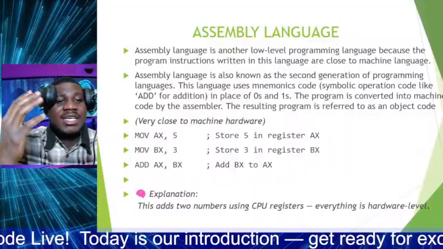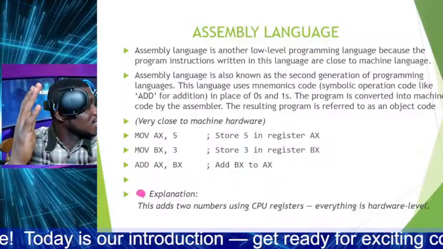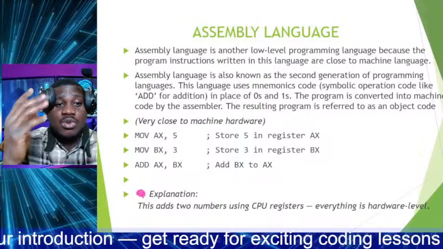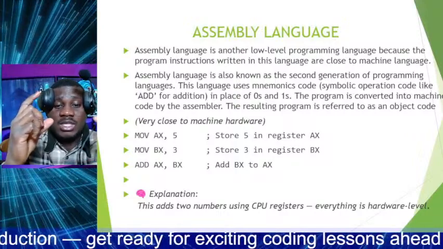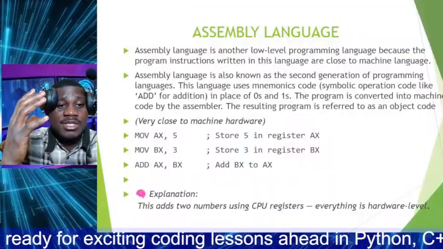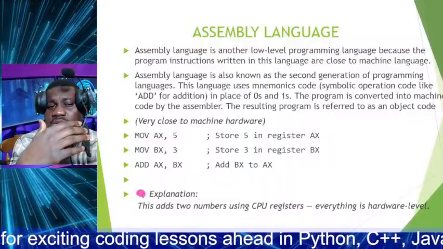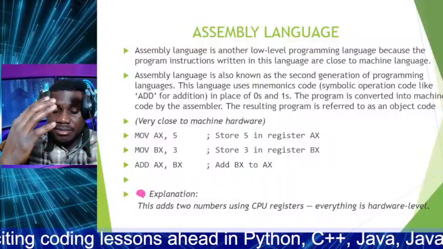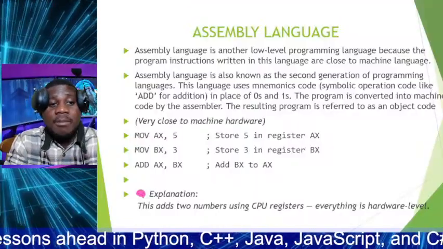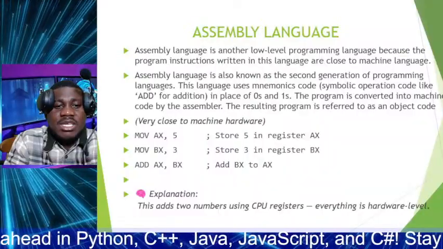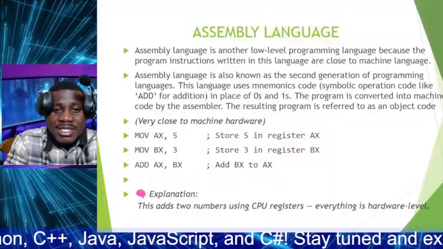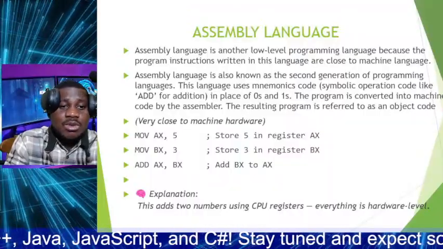As I said, machine language is in zeros and ones. Assembly language uses mnemonic code symbols like add, move, and ABX and those things. It is very close to machine language, the first generation, but here there are some mnemonic symbols or text that we use to replace the zeros and ones.